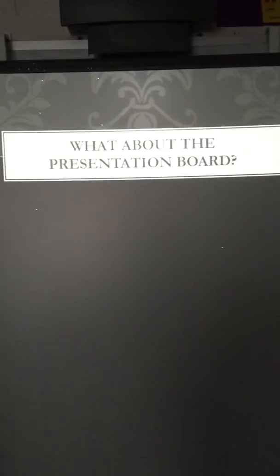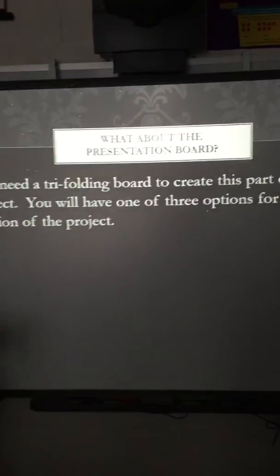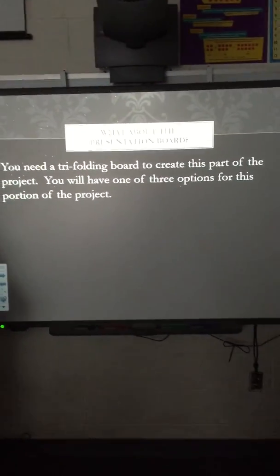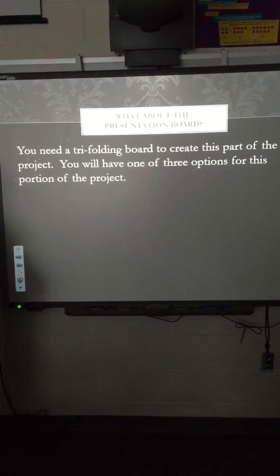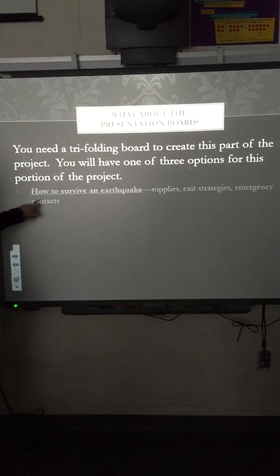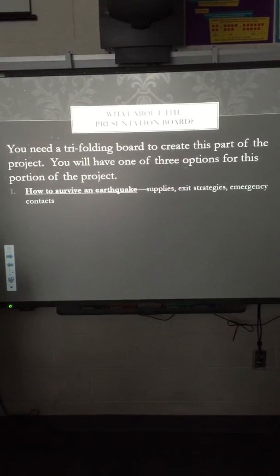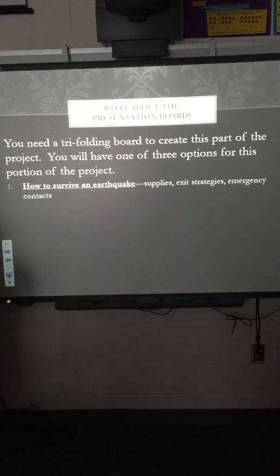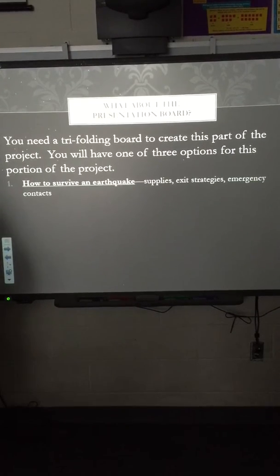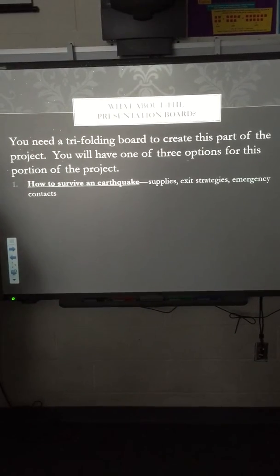So the second piece of the project is a presentation board. You will need to get a tri-folding board to create this part of the project. You will have one of 3 options for this portion. Your first choice, how to survive an earthquake. You'll need to explain supplies that you will need, exit strategies for a region, as well as emergency contact information that you should have on hand.